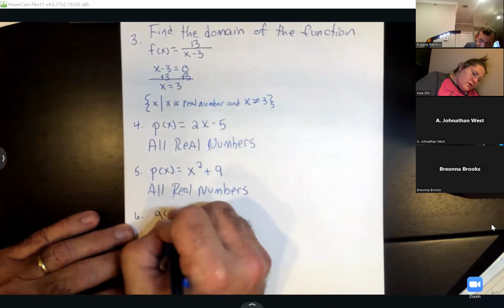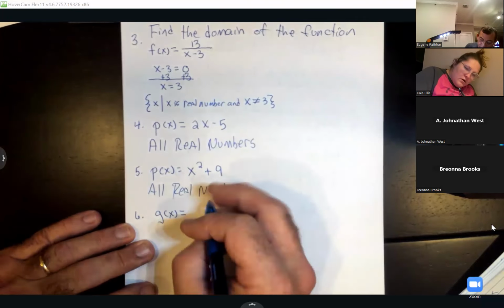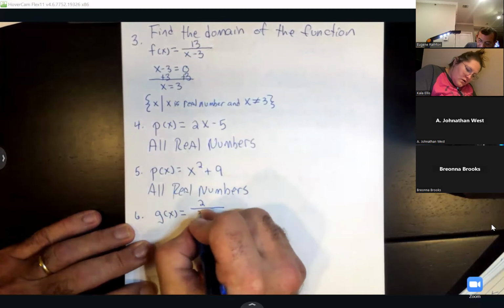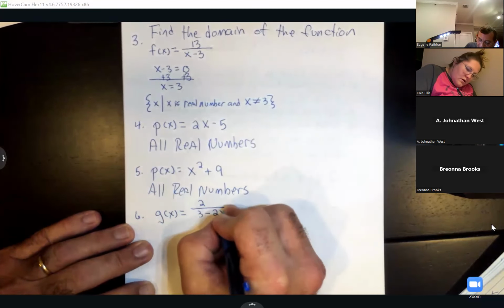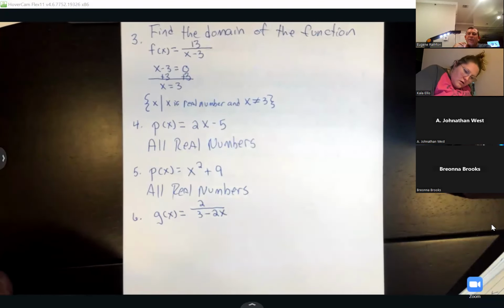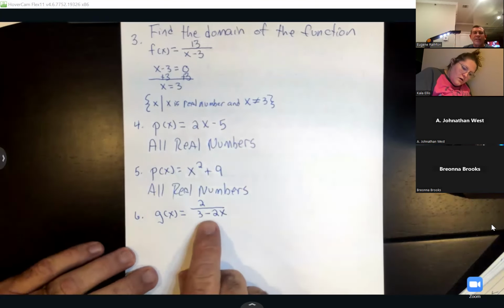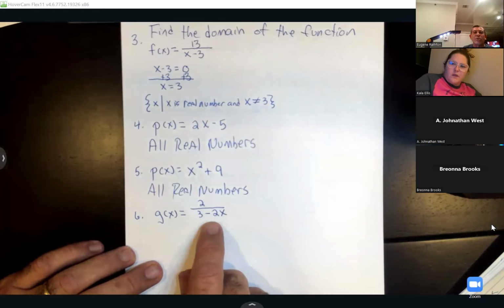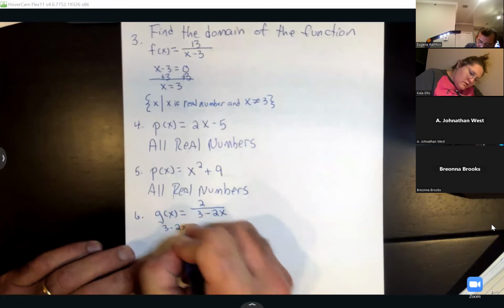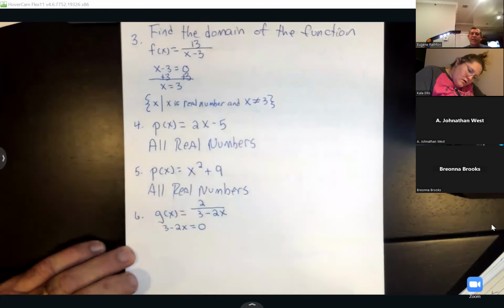All right, g of x equals 2 divided by 3 minus 2x. So guess what? We can't say that on this one. This one is a fraction. So since it's a fraction, we're going to take the bottom and set that equal to 0. So you're going to have 3 minus 2x equals 0.